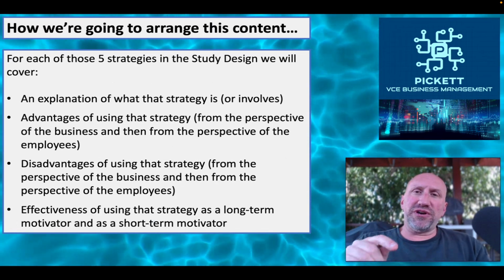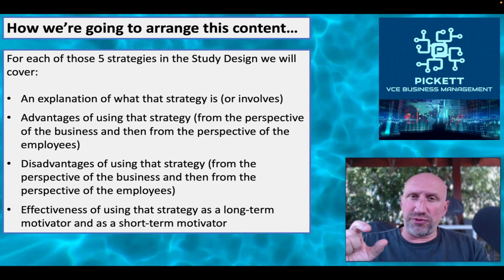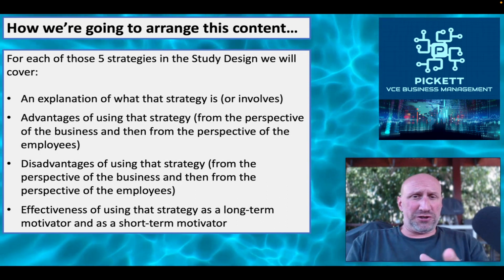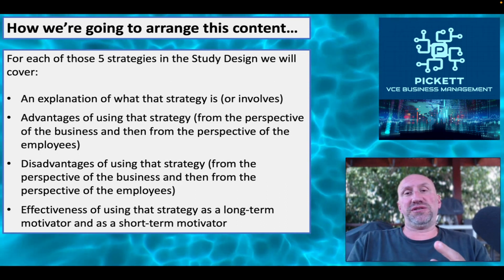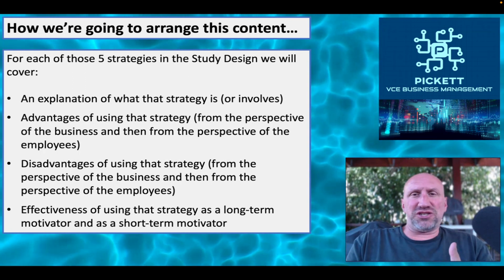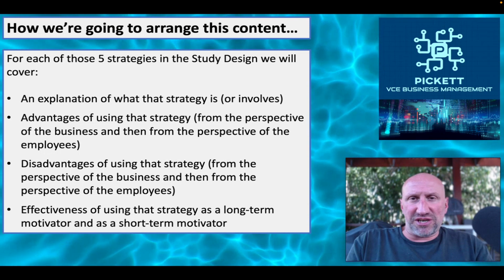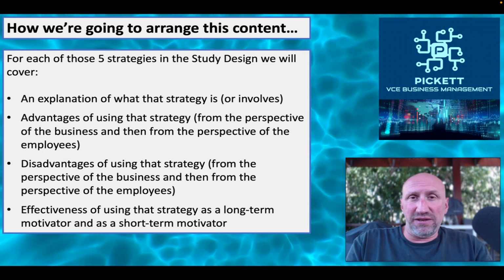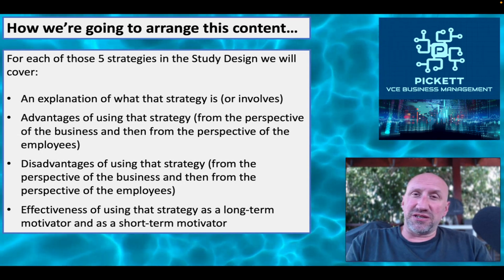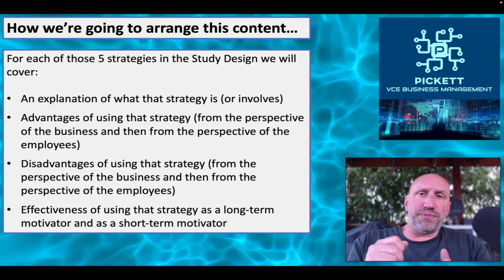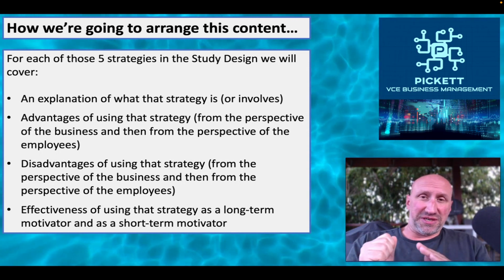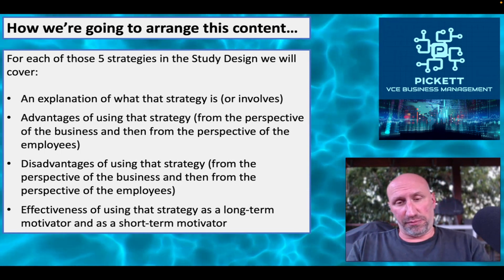Now, how we're going to arrange this content, because there are 2 key knowledge dot points, as you saw, and quite a bit of material within them. For each of those 5 strategies, I'll explain what the strategy is so that you have an understanding of it, and then you can describe or explain it. Then we're going to look at the advantages of using that particular strategy, first from the perspective of the business, and then from the perspective of the employees. And then we're going to do the same with the disadvantages, the business and then the employees.